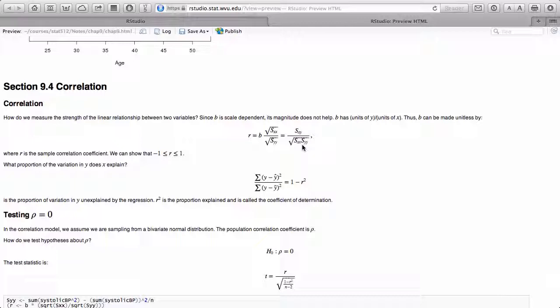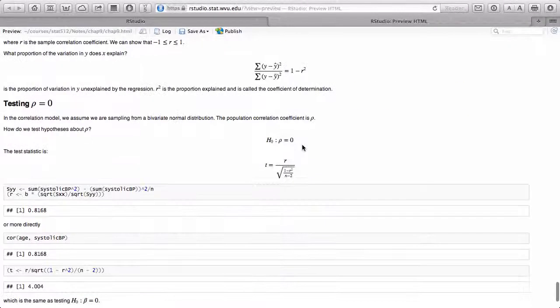You remove the units of measurement from B, because B has units of measurement of y over x. So effectively, you have to remove those units of measurement to get the correlation. Okay, any questions? Okay, again, we'll look at those next time.